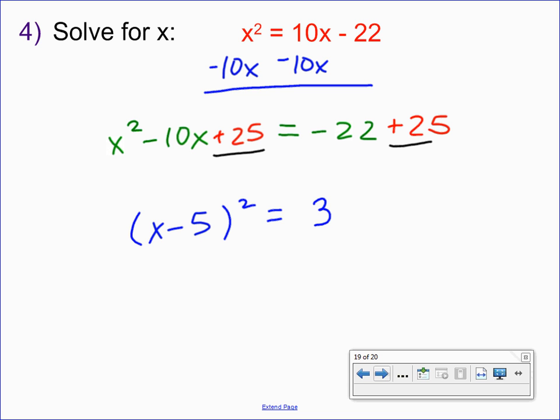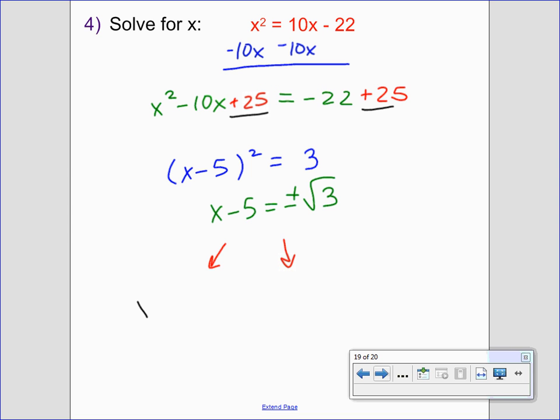So now we're ready to solve by taking square roots. Now we have a single x term in my quantity squared, so now I can solve by taking square roots. I'll do one step. If x minus 5 quantity squared equals 3, then x minus 5 equals plus or minus square root of 3. Sometimes that'll reduce. Sometimes it won't. In this case, does it reduce? No, I'm stuck with a positive radical 3 here, and I'm stuck with a negative radical 3 here.